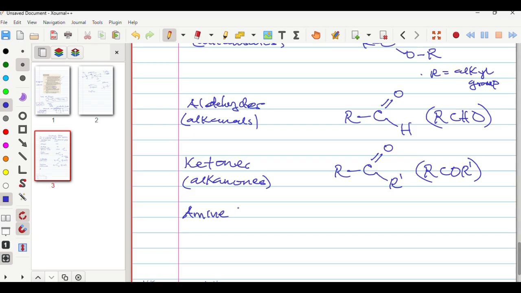Amine. Have you heard anything about this name before or something similar to this name? I think it has something to do with nitrogen being involved. Exactly. That's it. It has something to do with nitrogen being involved. You are correct. Amine. So the functional group, as you said, nitrogen.